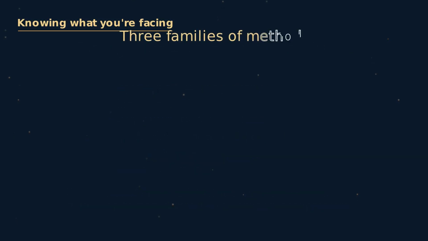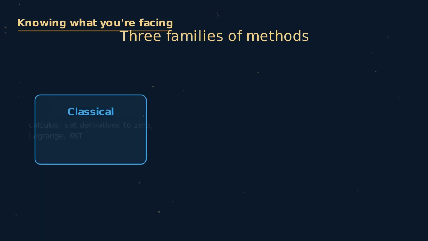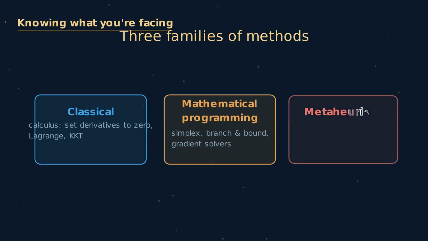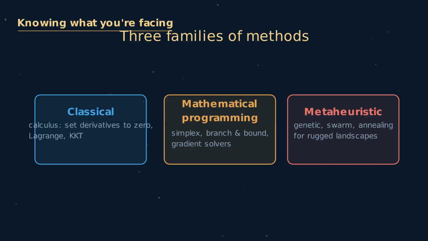So which tools do all this? The classical methods use pure calculus, set the gradient to 0, add Lagrange multipliers. Unbeatable when the problem is small and smooth. The mathematical programming methods, simplex, branch and bound, gradient solvers, scale to large, structured problems and often guarantee the true optimum. And the meta-heuristics, inspired by evolution and swarms, trade guarantees for reach, hunting good solutions in rugged, noisy terrain where gradients simply fail.